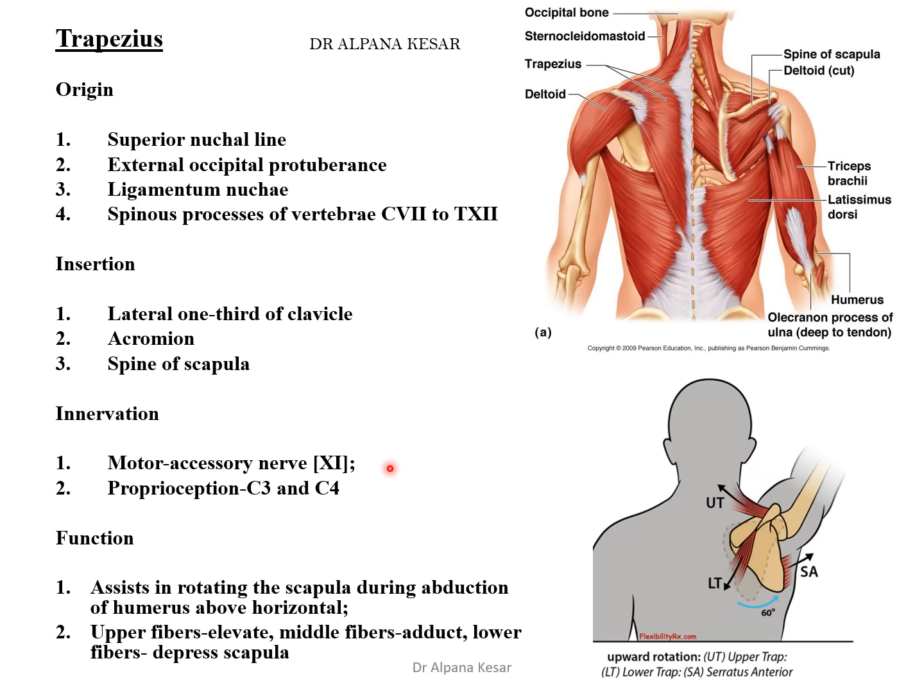Nerve supply is by the spinal accessory nerve, which is the 11th cranial nerve. Proprioceptive fibers are received from the third and the fourth cervical nerves. Function of trapezius is that it assists in rotating the scapula during abduction of humerus above the horizontal. The upper fibers and the lower fibers of trapezius will act on the scapula to rotate it so that the overhead abduction of the arm can be carried out.